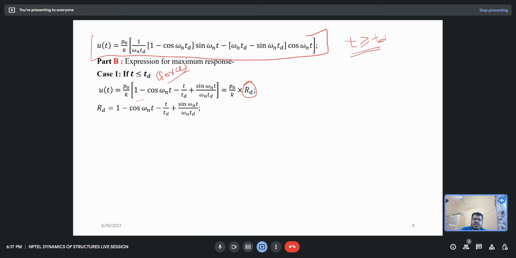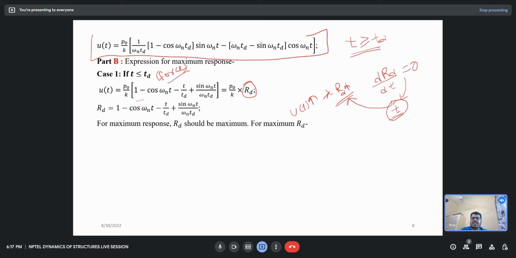Now if I want to find the maximum value of this Rd, like when will my response be maximum? For maximum response, Rd should be maximum. And for Rd maximum, I have to find out dRd by dt should be 0, and find what is the value of t, at which my Rd would be the maximum. So for that I differentiate Rd with respect to t: dRd divided by dt is equal to 0.